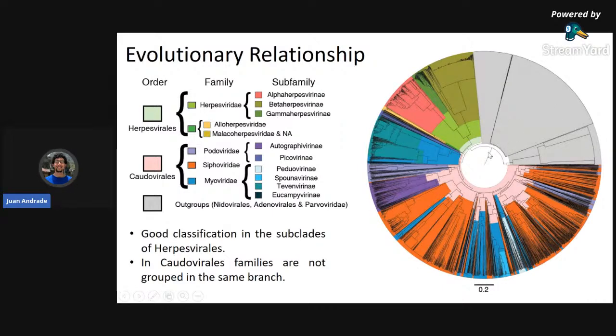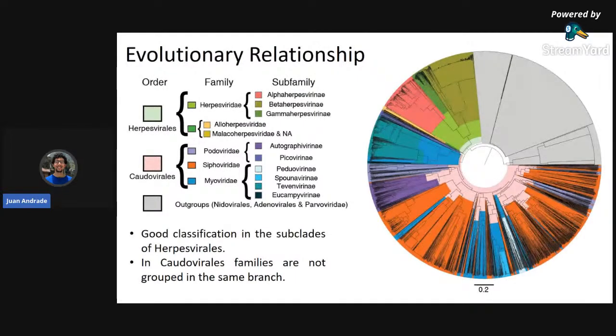So what you see here is basically that Herpesvirales and Caudovirales are members of the same big branch, which is distinct from the outgroup branch, which suggests an evolutionary relationship between the two. But perhaps the most interesting thing here is that if you take a look at the Herpesvirales branch, the green one that you see here, all of Herpesvirales is in a single branch. So we can say that it is monophyletic.